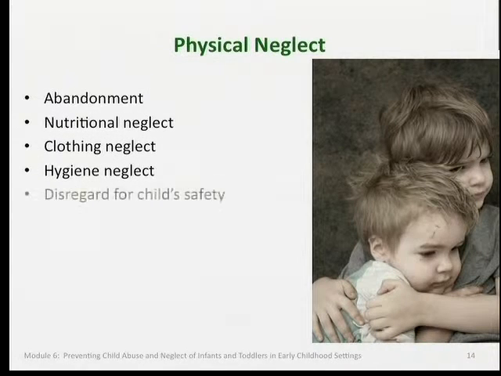Neglect may involve disregard for a child's safety, inadequate supervision of a child, and exposing a child to unsafe environments or situations, such as allowing a child to play near a busy street or in high-crime areas, which place the child at risk of physical harm. Leaving a child with an inappropriate caregiver, such as a family member or other adult under the influence of drugs and/or alcohol, is included in this category as well. Leaving young children unsupervised in a vehicle, even for a few minutes, also represents neglect.